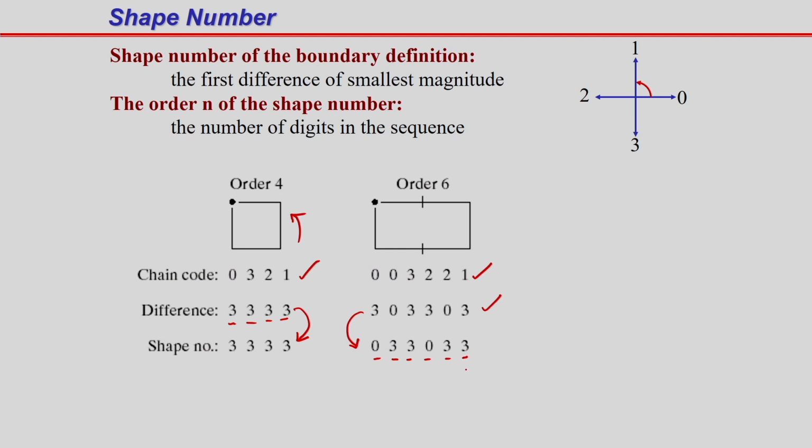That is the smallest magnitude I am considering. That is the shape number. So this is my shape number. So in this case, I have explained how to determine the shape number corresponding to a particular boundary.